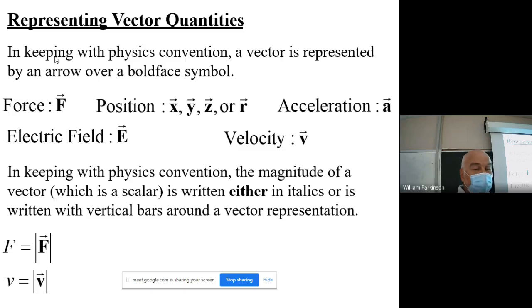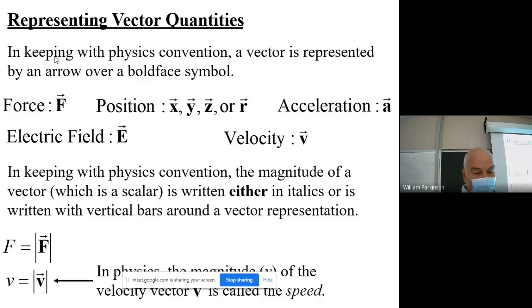If you're talking about the magnitude only, usually you put the vector in brackets, and then that means that it's just a number value representing only how much force you're applying or what speed. The bottom one that I'm showing on the bottom left would be the speed. The V in brackets is the magnitude of the velocity, and the magnitude of the velocity is the speed.